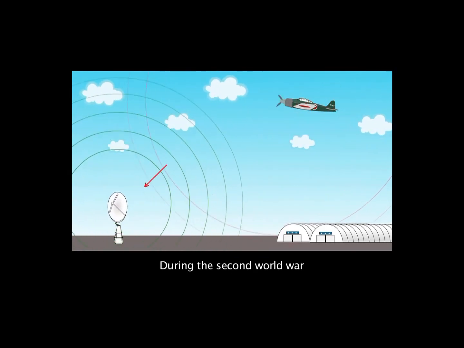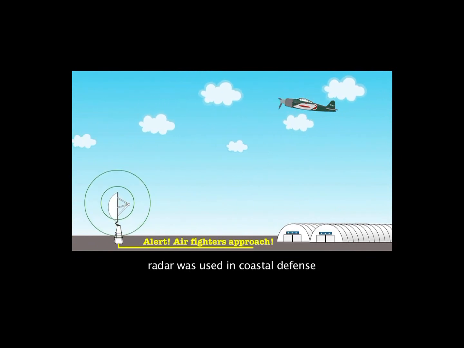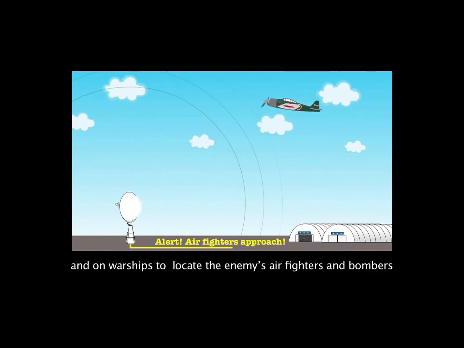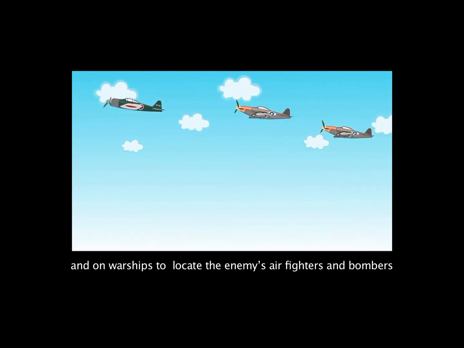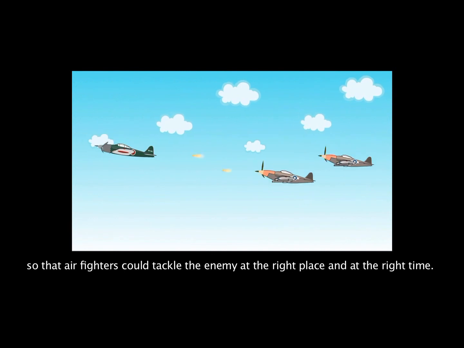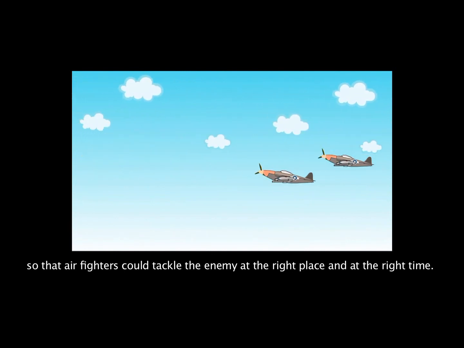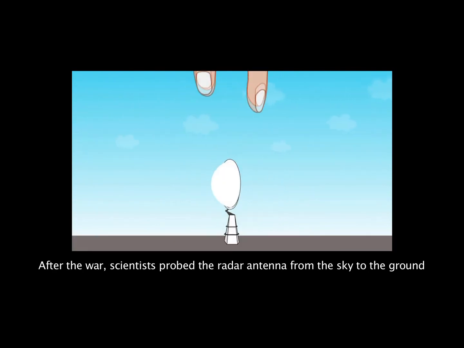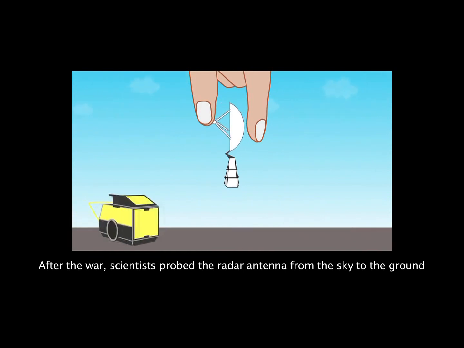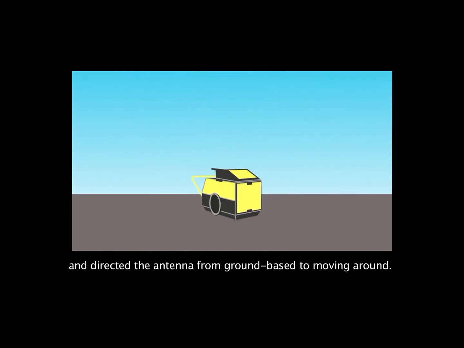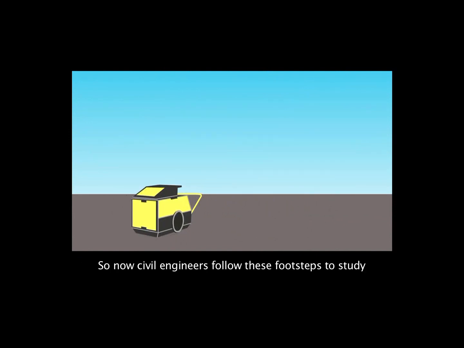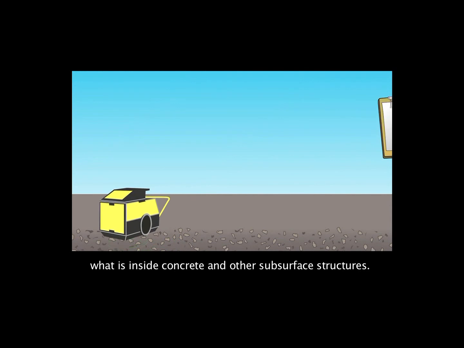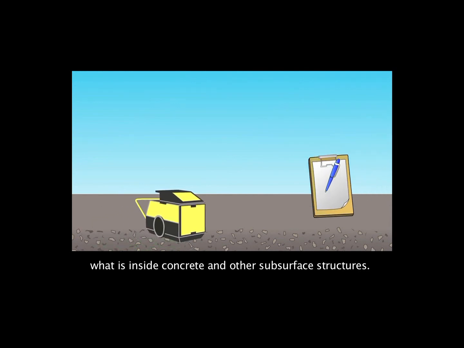During the Second World War, radar was used in coastal defense and on warships to locate the enemy's air fighters and bombers, so that air fighters could tackle the enemy at the right place and at the right time. After the war, scientists probed the radar antenna from the sky to the ground and directed the antenna from ground-based to moving around. So now, civil engineers follow these footsteps to study what is inside concrete and other subsurface structures.